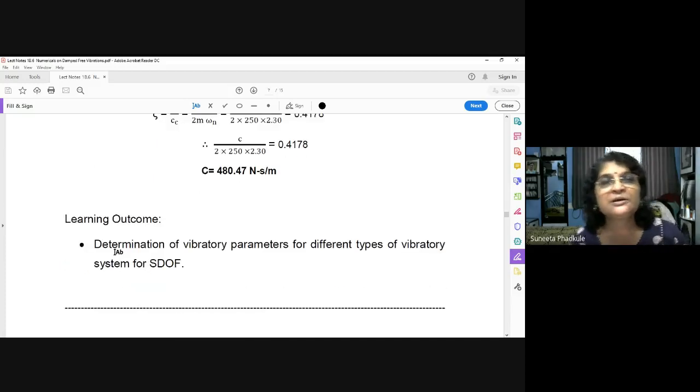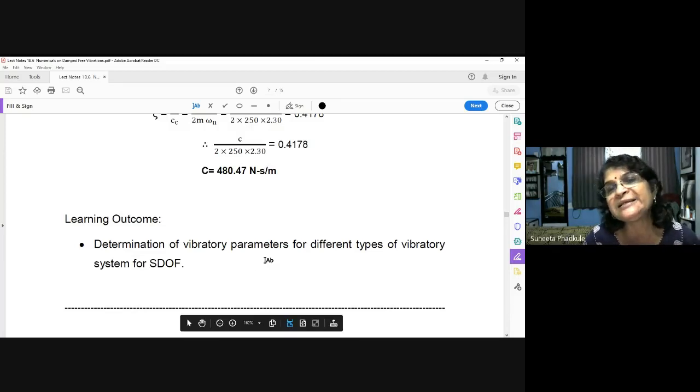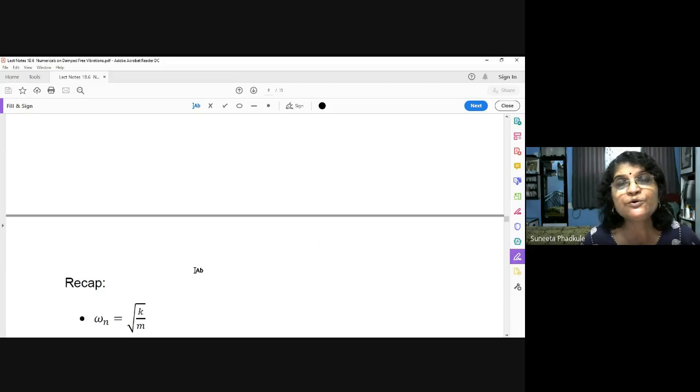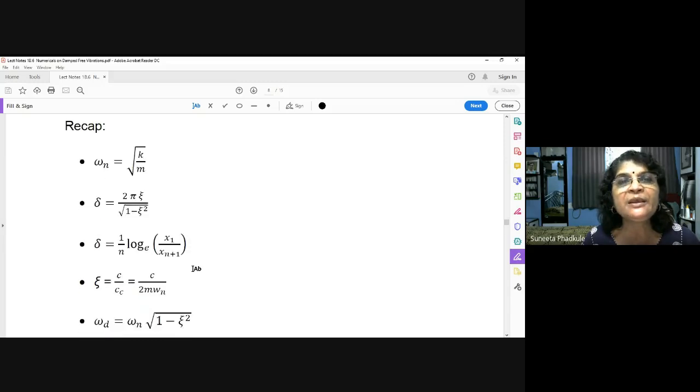So this is the overall learning outcome: determination of vibratory parameters, that is C, delta, then omega, etc., for different types of vibratory systems of single degree of freedom. Now let us move to problem number 4. Before that, we just want to revise the formulae which will be useful for solving further problems.